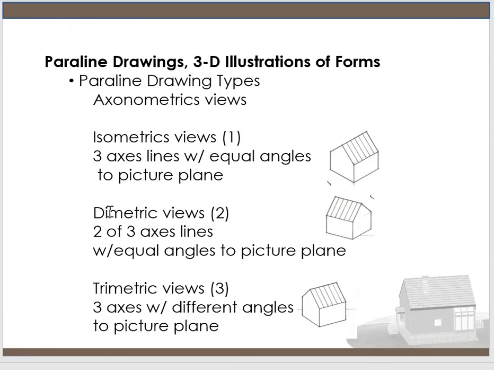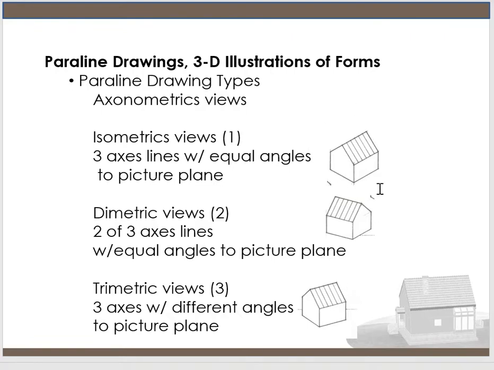Diametric, di meaning 2, you're seeing 2 of the 3 axis lines with equal angles. So this is a different angle, and this is a far more exaggerated angle. And then this is the same angle. So that's why you have an angle here and an angle here, and that's 2 different extremes. And then with the trimetric views, you have 3 axes with 3 different angles on the picture plane. You have this one, and then you'll also have this one exaggerated a little differently, creating a different viewpoint.